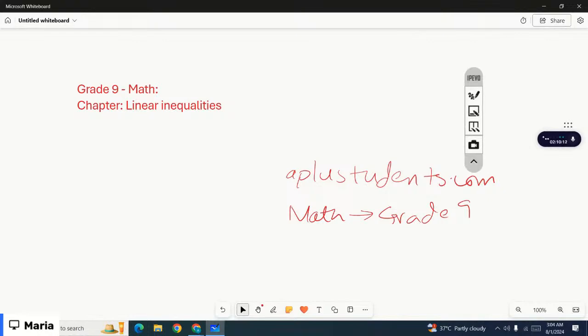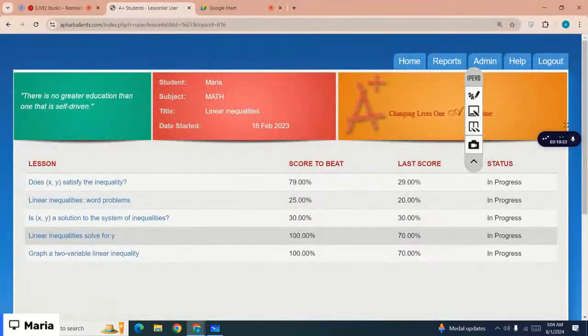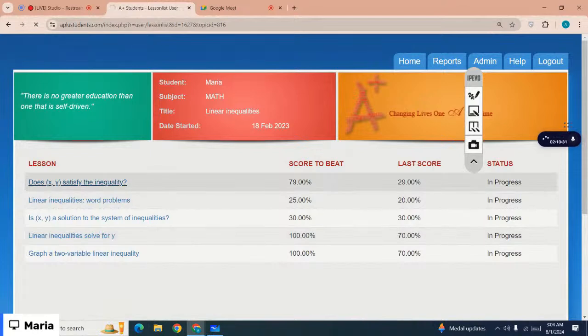Please make sure you have your notebook and pencil so that you can note down the definitions as well. Okay, here I'm on the chapter linear inequalities. Let's start with the first lesson, that is, does (x, y) satisfy the inequality?